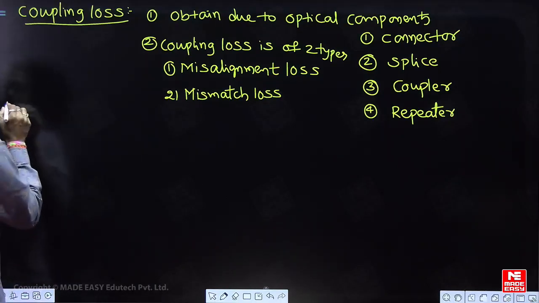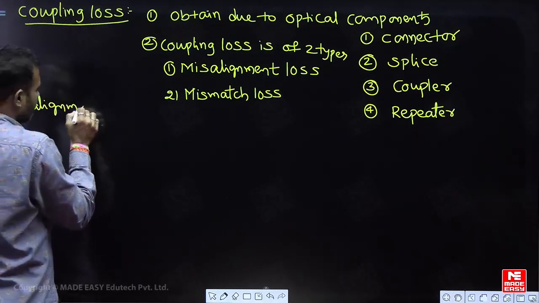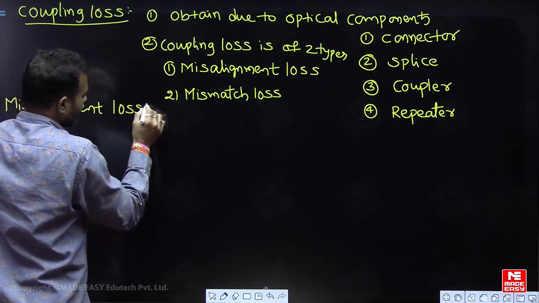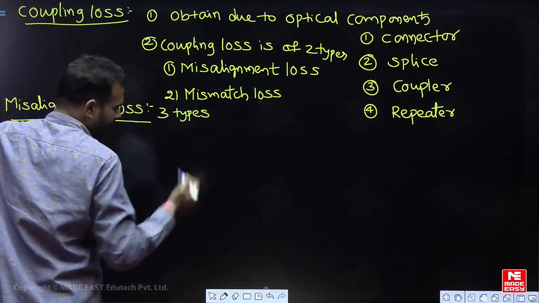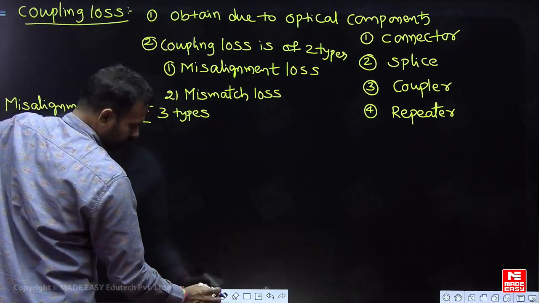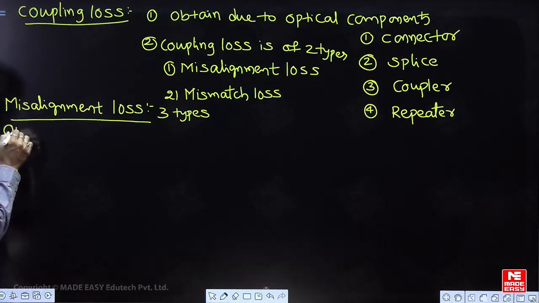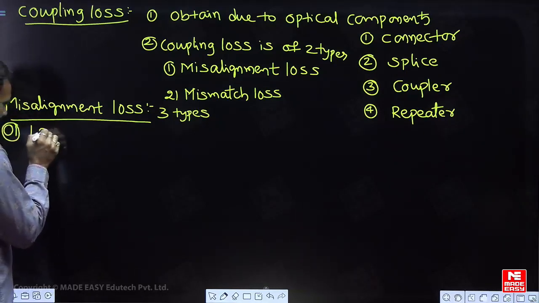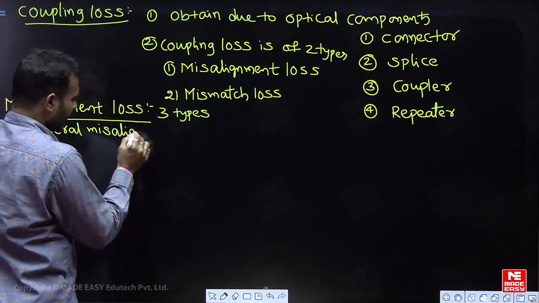Now we are talking about the misalignment loss. I am writing the misalignment loss, and such misalignment loss is of three types. The first misalignment loss is called lateral misalignment.